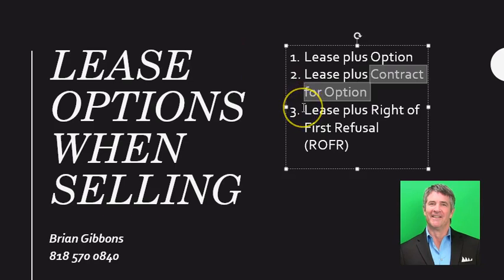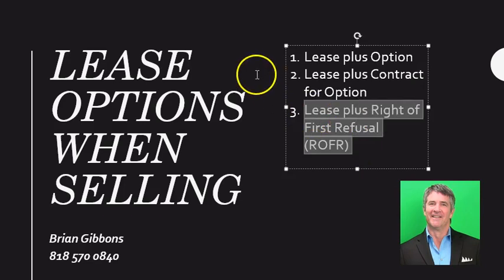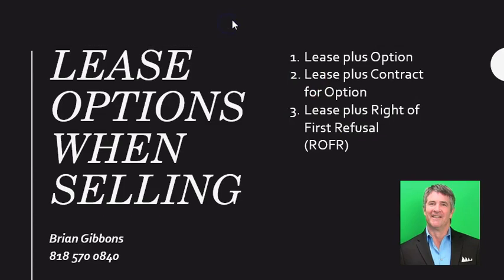And another choice is a lease plus a right of first refusal, or a ROFR. And this is a very safe way to do rent-to-own, where somebody rents for a while and they have the right to buy that property first or refuse to buy it. And with the Dodd-Frank Act that's out there and the SAFE Act that's out there, I like to take a look at either number 2 or 3, depending on the state that you're in.